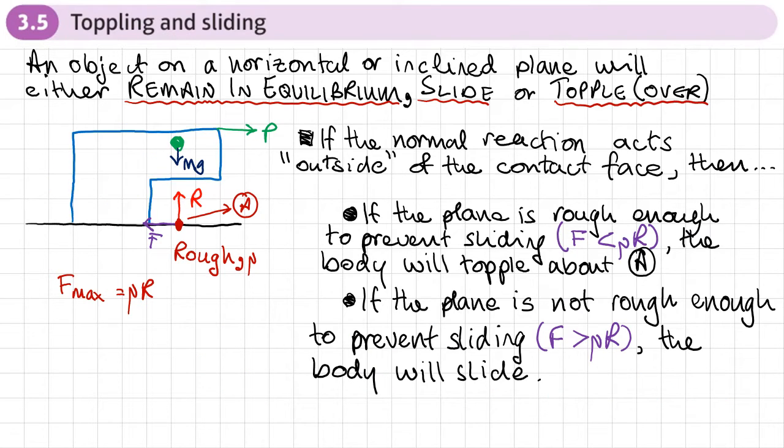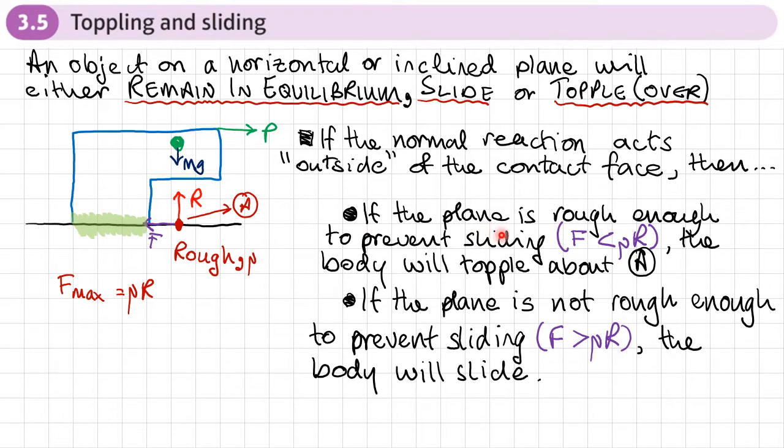Now this is the last situation that can occur. Again, a new diagram. This time the weight is here above this overhang, and you can see that the normal reaction now is acting outside of what we call the contact face. Let me just highlight that. So this is what we call the contact face. The normal reaction is acting outside of that contact face because of where the weight or the center of mass is now placed. So if it's outside of the contact face, then two things can happen.